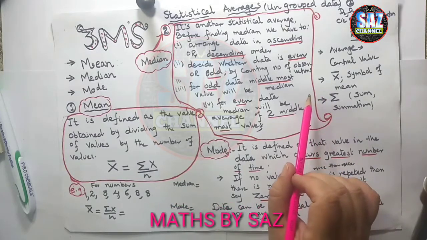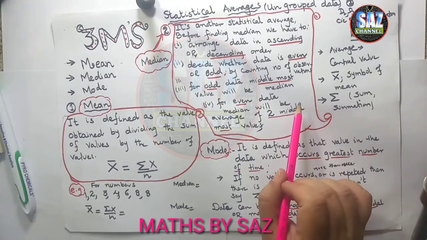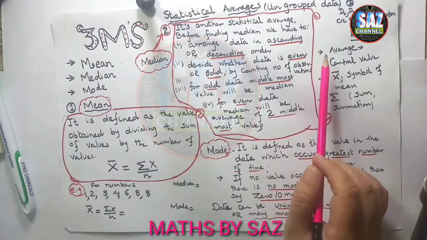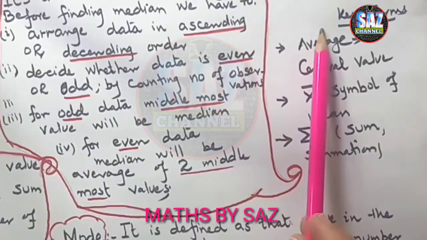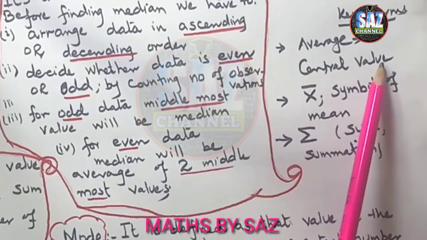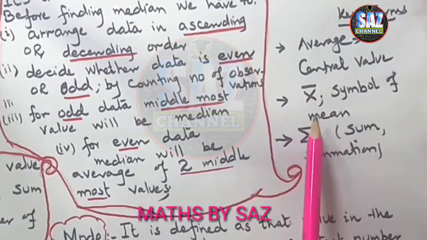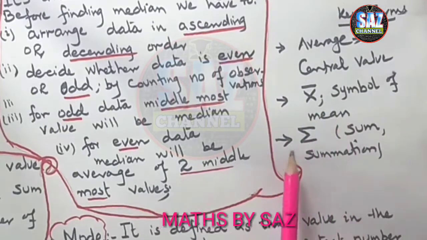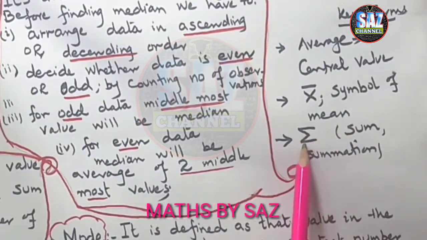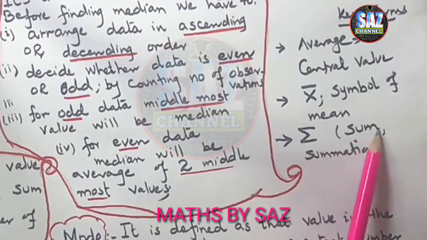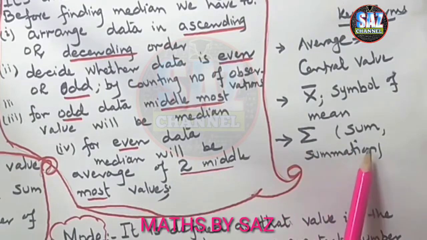Similarly, this topic has its own language. Let's try to understand the language first. The first thing that we have to understand is what is average. Average means the central value. The symbol x̄ is read as X bar. This is the symbol for mean, and you can take it as M or W in the resting condition, and Σ is the symbol for sum or summation.